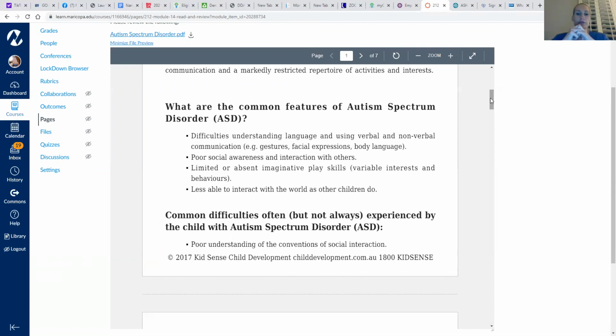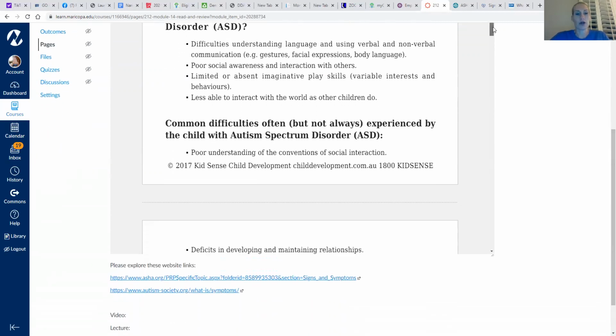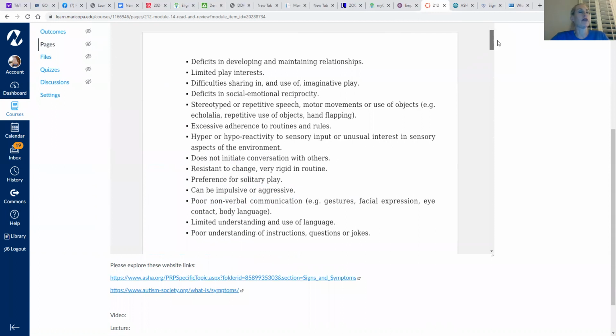But common difficulties, often but not always experienced by a child with autism spectrum disorder, are poor understanding of conventions of social interaction. But I want to tell you, let's say you have a 9-year-old with autism spectrum disorder and you feel like their social skills are pretty good. They may have learned those skills. They may have been in intervention, benefited from that, and it's improved. Because you don't always get to see clients on the spectrum from when they're first diagnosed to where they end up, I'm sure all of us have encountered adults who probably are on the spectrum somewhere.